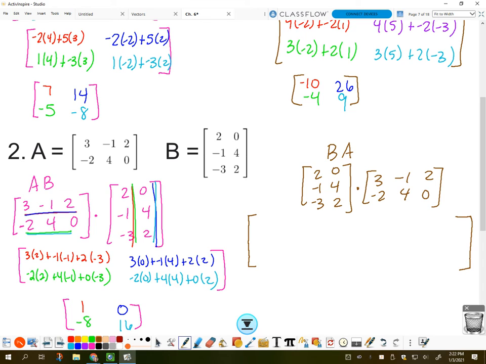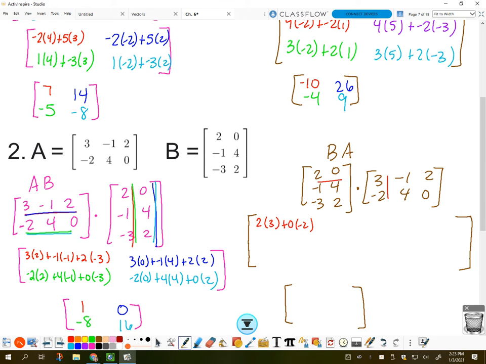Let's see if I can make it fit in there. Because if not, there's going to be a problem. Alright, so let's see what we can get. We have these times these. So 2 times 3 plus 0 times negative 2.